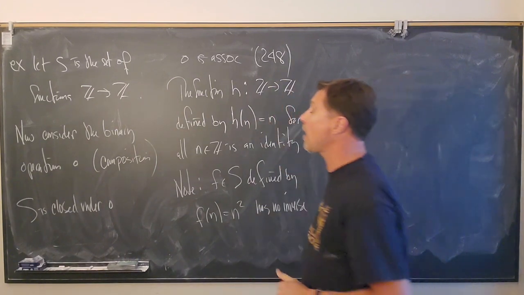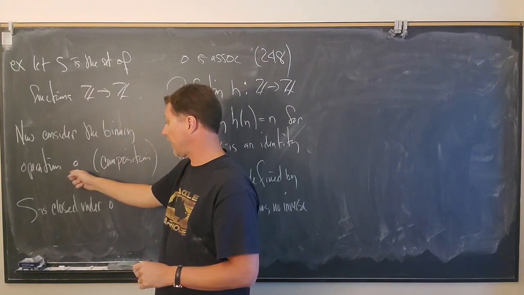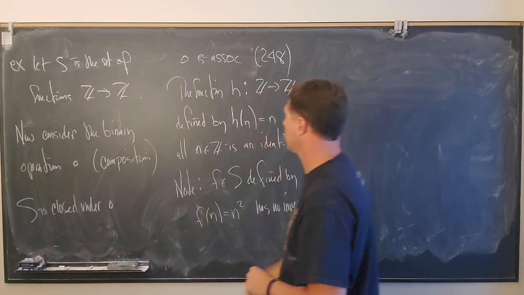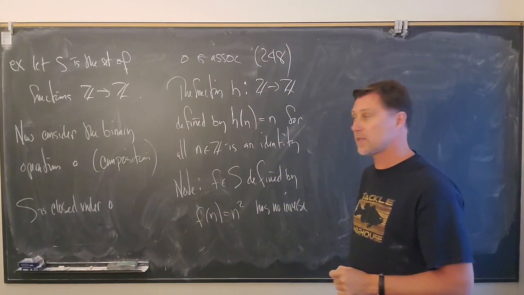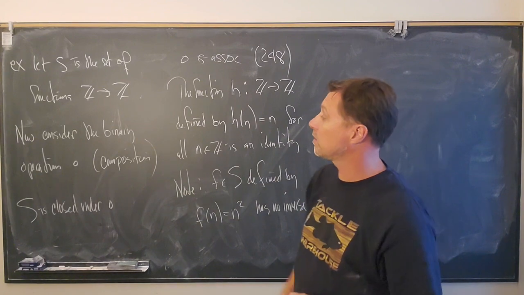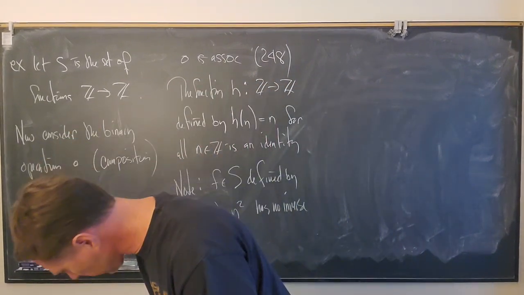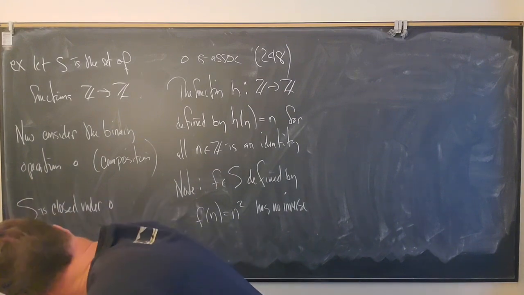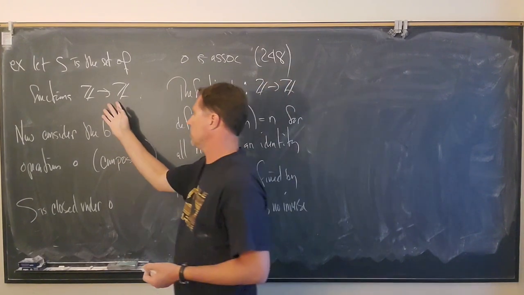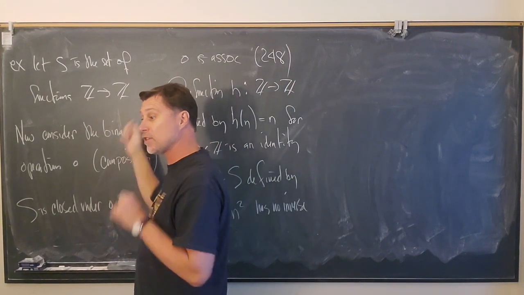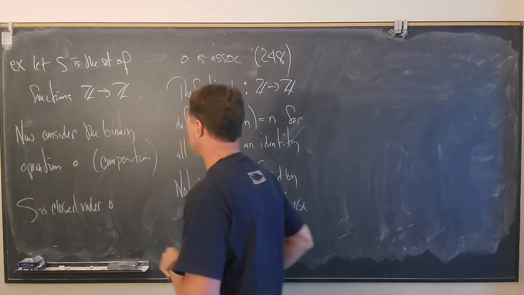By changing the operation, we get a set with a binary operation. It's closed. It's associative. It has an identity. But the inverse axiom does not hold. This set right here, S, with the operation of composition, is not a group. So how can we fix this? How could we get a group of functions from Z to Z? Well, if we restricted ourselves to bijections.